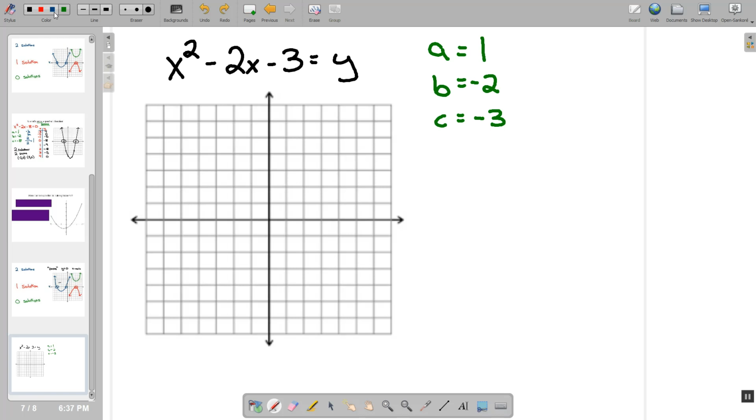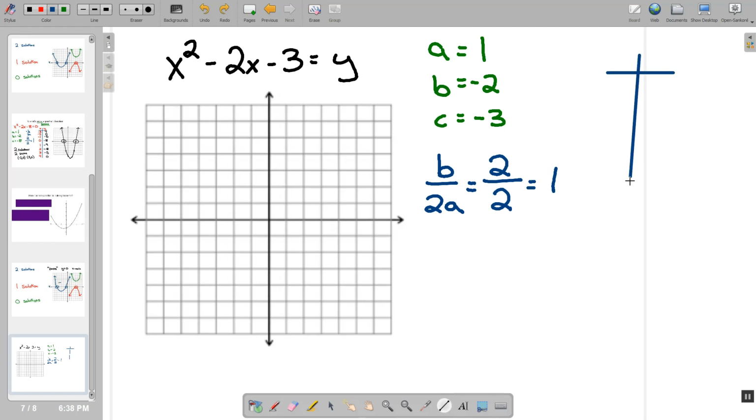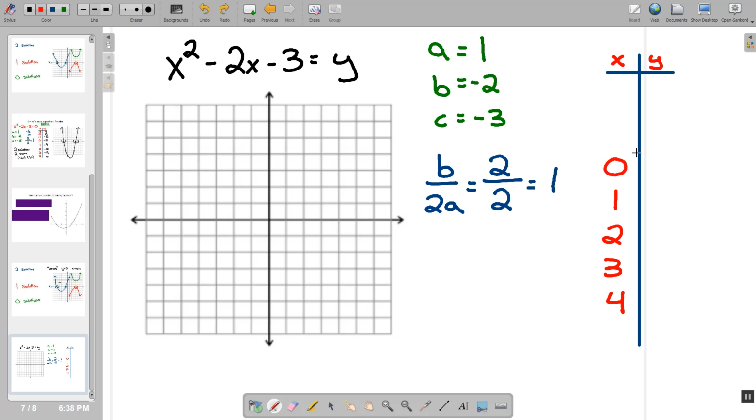Once again, we have to figure out what the vertex is to decide what the center of our table should be. Our vertex is opposite b over 2a, which in this case is 2 over 2 times 1, which is 1. So the center of our table is 1 again. From here, we make our table on the side, and the center of it has to be 1. You can pick as many points as you want beyond this, because all we really care about is where we are going to intersect the x-axis.